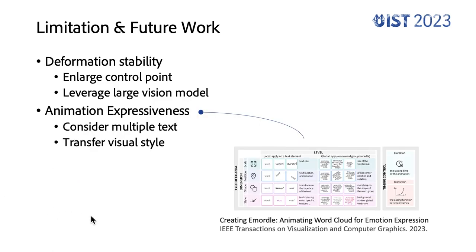There are two major limitations. First, the text deformation might not be stable across frames. Future work may consider propagating the vector control points or leveraging a universal visual model. Second, the animated effect is limited to deformation and motion. But there is more to consider in kinetic typography design, as summarized in my recent paper. Future work may consider scenarios like multiple text and graphics, and investigate more creative styles like transferring visual styles from other domains.